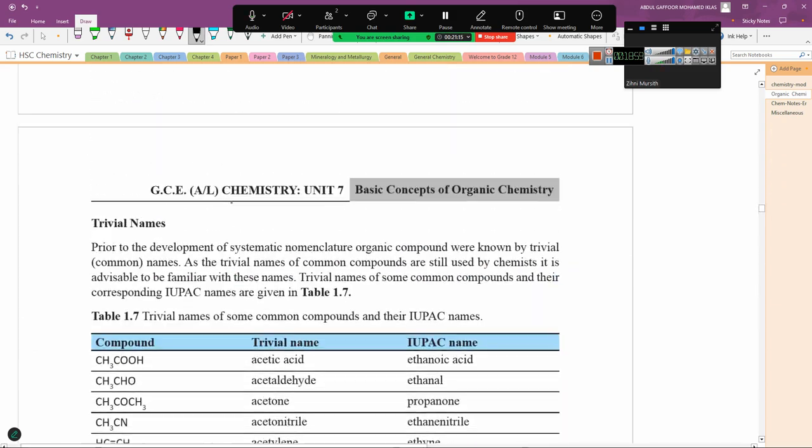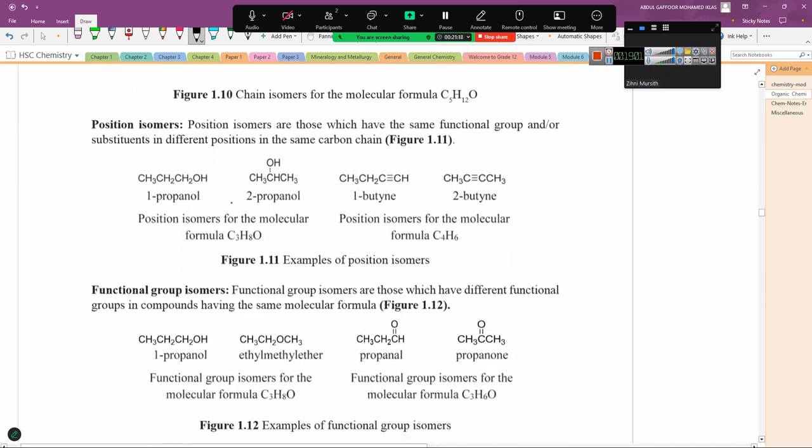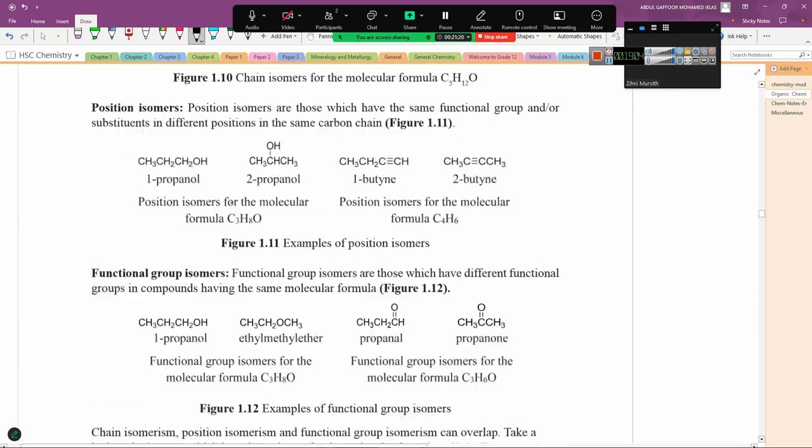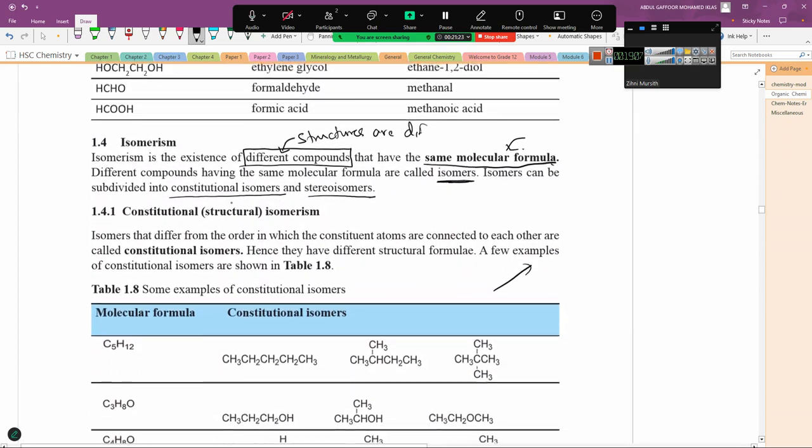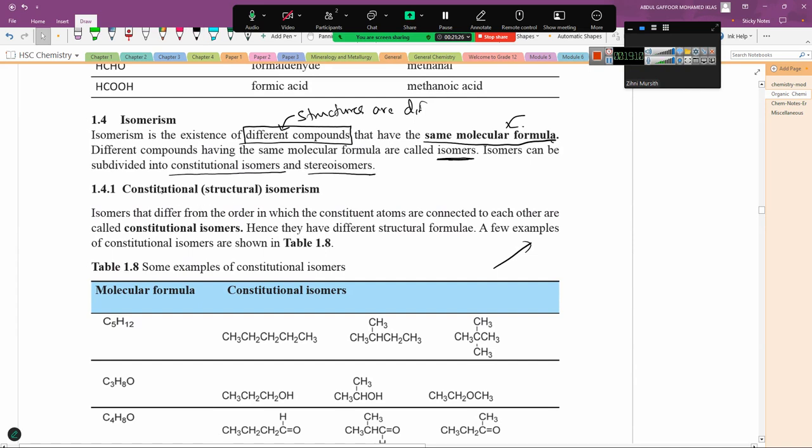So let's start from here. Constitutional means structural. In the case of a constitution of a country, it is the structure of how the country should be ruled. So constitutional isomerism means structural isomerism.